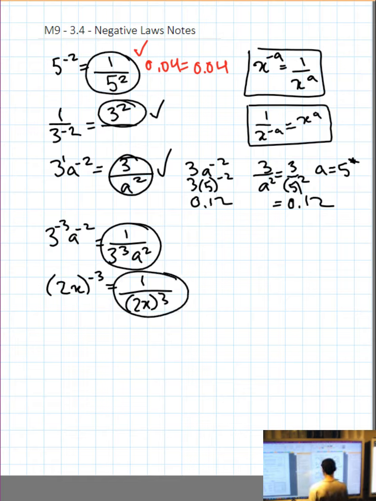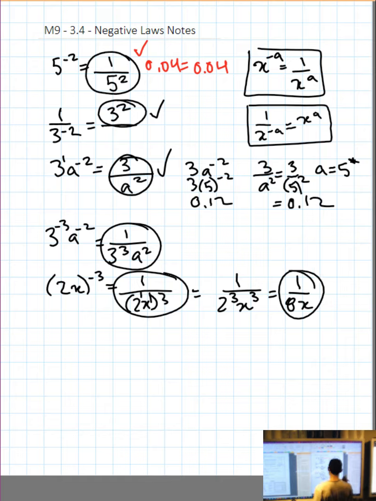Go down, go to the right, whatever. Sometimes it looks prettier to the right, sometimes it looks prettier down. I'm going to go to the right. So now they both have an exponent of 1 on the bottom. I'm going to give them both an exponent of 1 on the bottom, and I'm going to multiply my exponents. 2 cubed, x cubed. 2 cubed is 8. Find out what they want.